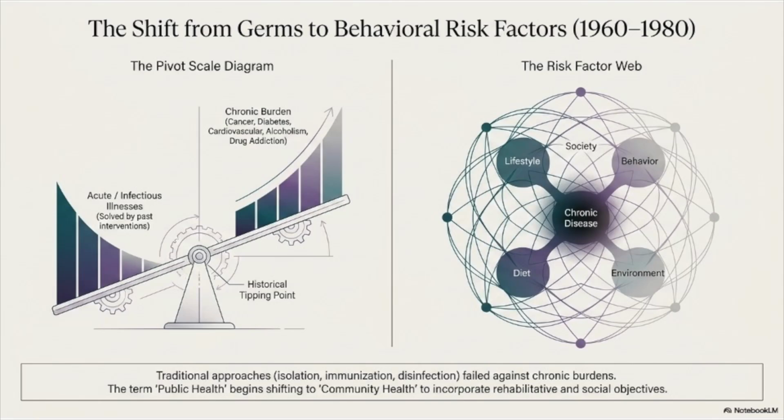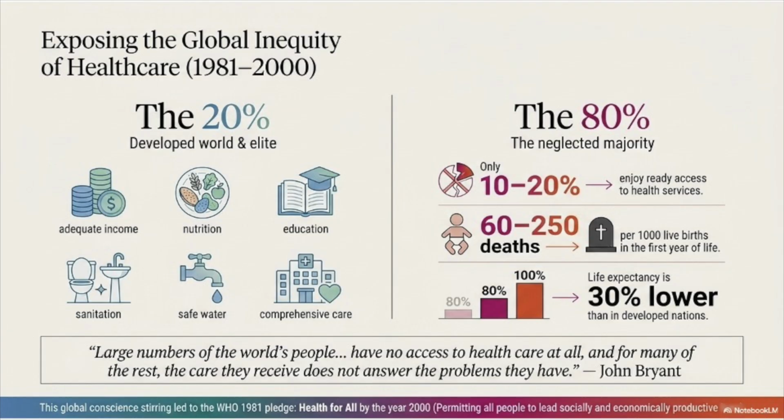Community participation, behavioral change, health education, and disease prevention became central components of public health practice. The fourth phase, from 1981 to 2000, expanded the concept of public health to the global level. Attention shifted towards health equity and universal access to health care.